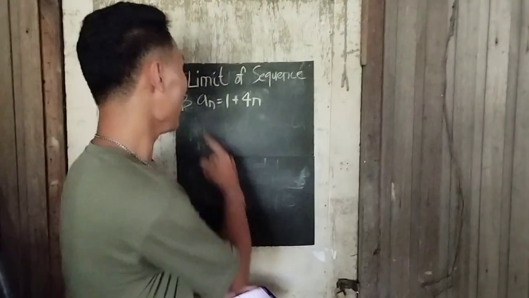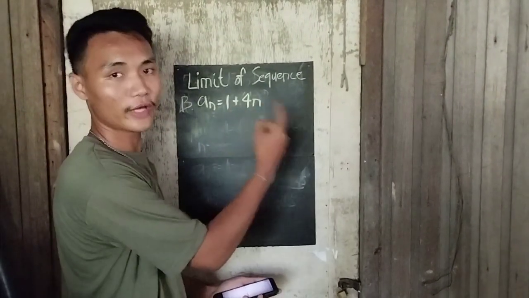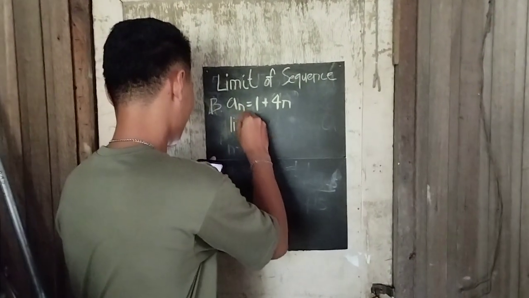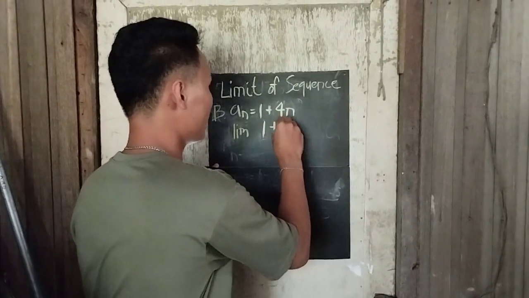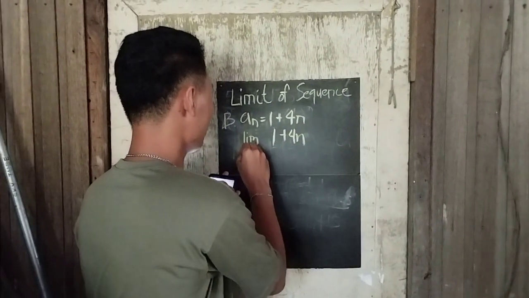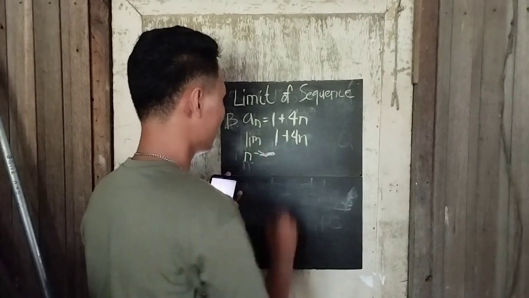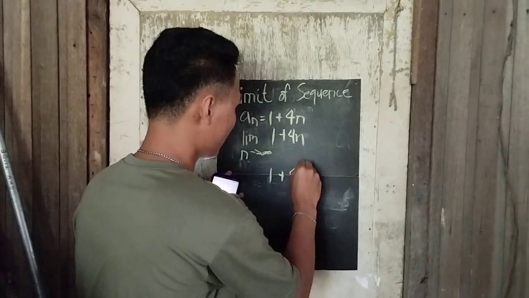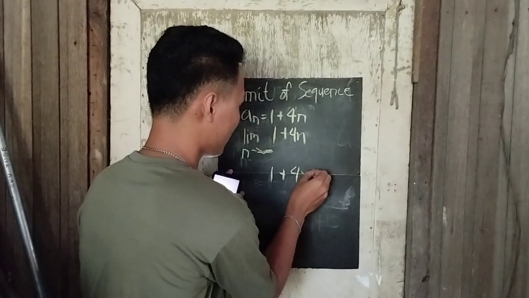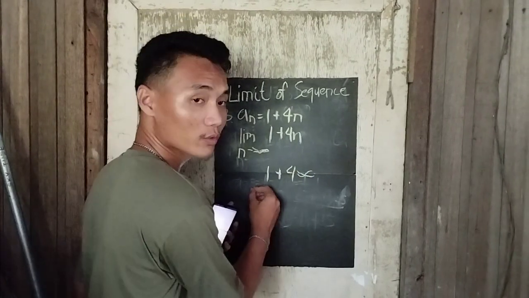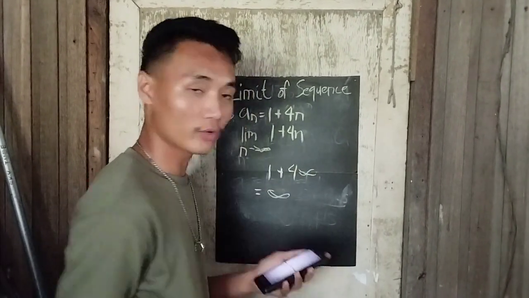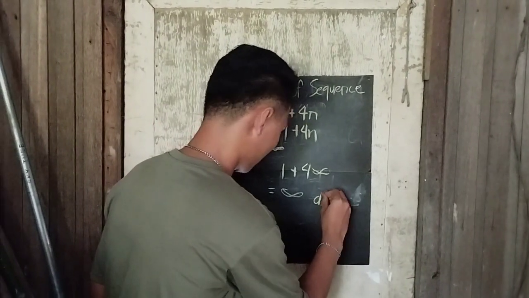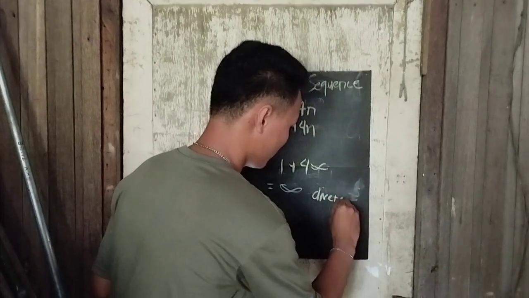Okay, so this is our second example. a sub n is equal to 1 plus 4n. So to get the limit, it is the limit of 1 plus 4n as n approaches infinity. So let's solve it. 1 plus 4 times infinity is equal to infinity. So if it is infinity, it means it diverges. Diverges.